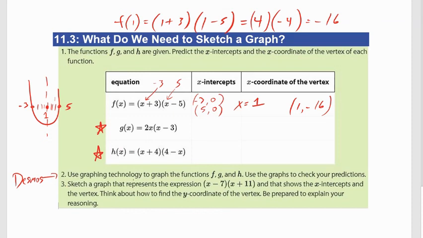Number 3, they say sketch the graph representing this function, and then think about how you could find the y-coordinate of the vertex. Your hint for number 3 is what I did earlier to find the negative 16 to find my y-coordinate for my vertex.